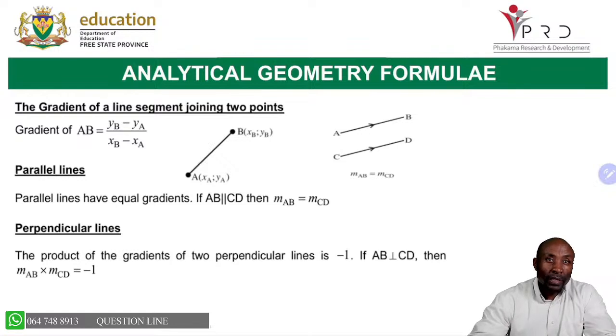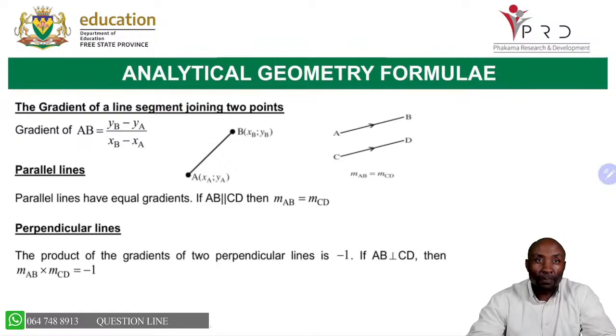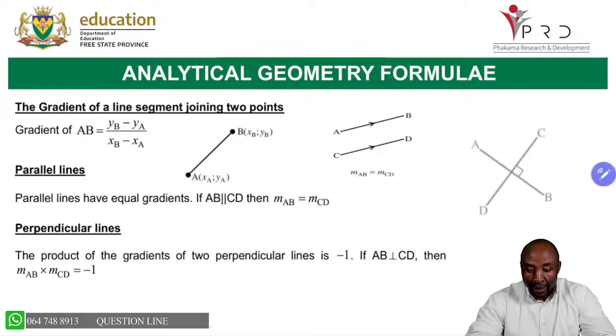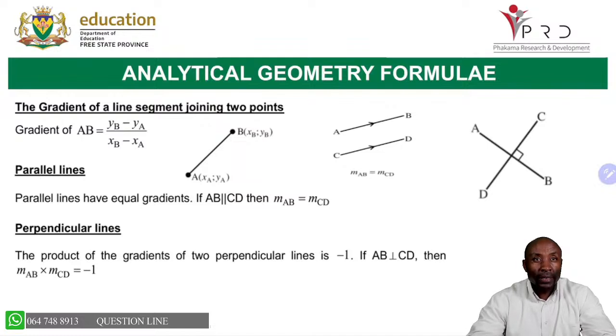Especially when you are dealing with shapes, you'll be told ABCD is a rectangle, given that the equation of AB is that one, so you should be able to deduce the gradient of CD from the properties of that particular rectangle. Now, we also have perpendicular lines.